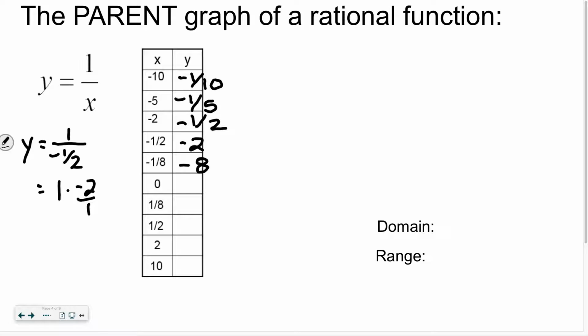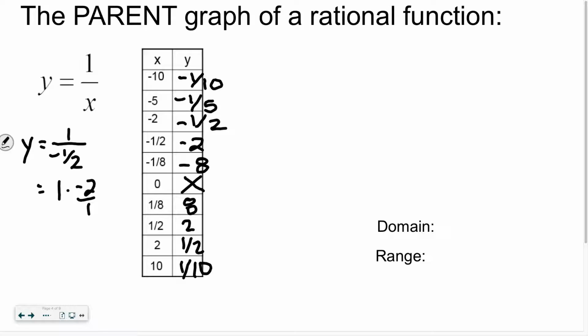Okay. What if we put 0 in? 1 divided by 0 is 0. False. 1 divided by 0 is undefined. We cannot and have not ever divided by 0. So there's another restriction to our domain that you already knew. So this is undefined. I'm just going to put an x there. It just means I don't have a point to plot at x equals 0. I'm just going to skip over it. And then you can fill in the rest of the table pretty easily, right? I've got 1/8, 1/2, 2, and 10. So we'll get 8, 2, 1/2, and 1/10.